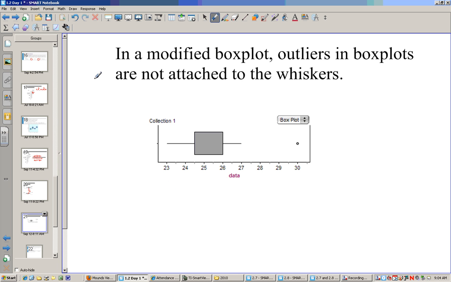In a modified box plot, the outliers in the box plot are not attached to the whiskers. So if you look at this, this point represents the 30, or that 30 means that it's an outlier. And we just don't attach things that are outliers.